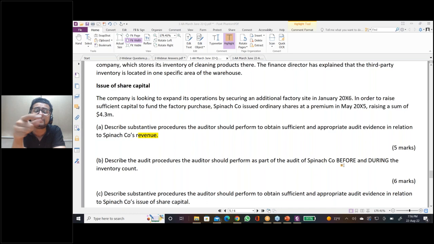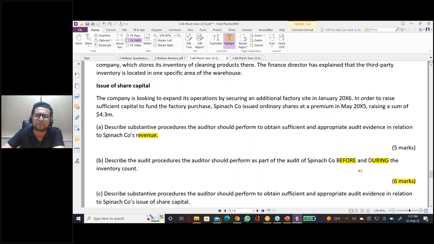Now for that, we need to read the question. We need to make sure they are properly flagged and separated. We need to make sure there is a proper mechanism to quantify the valuation of the damaged items. So these are the procedures we are going to apply during the count. So before the count and during the count, the marks are 6. So you could easily split 3-3.